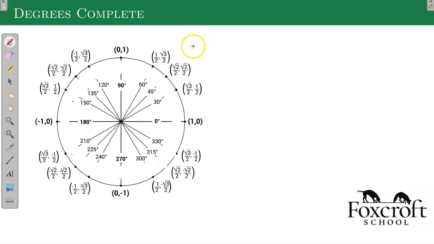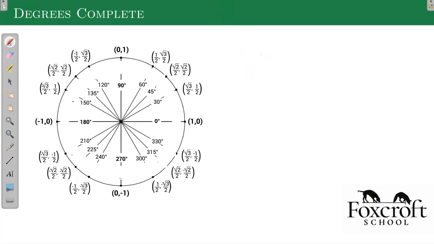The first thing you could do is just convert all of these. How many are there? 1, 2, 3, 4, 5, 6, 7, 8, 9, 10, 11, 12, 13, 14, 15, 16 angles. You could take the time and convert 16 different angles to radians, and that's fine. It's just going to take you a while. You'll figure out the pattern and be able to do it quicker, but that's just a lot of process.